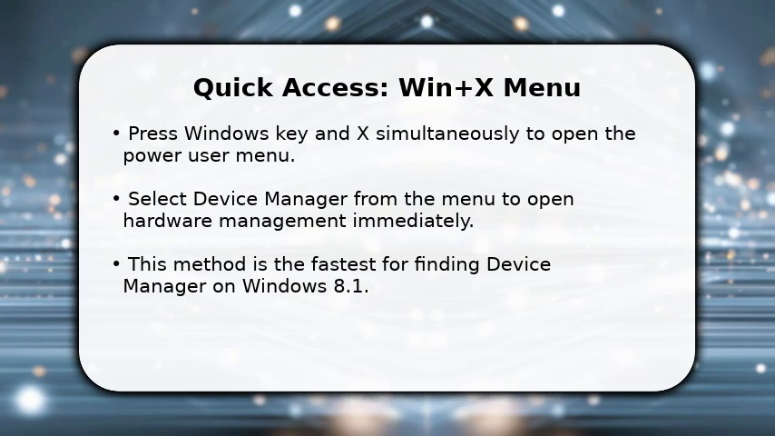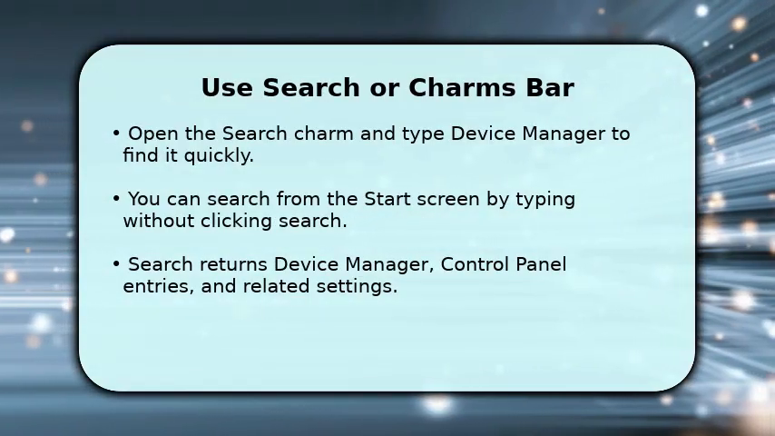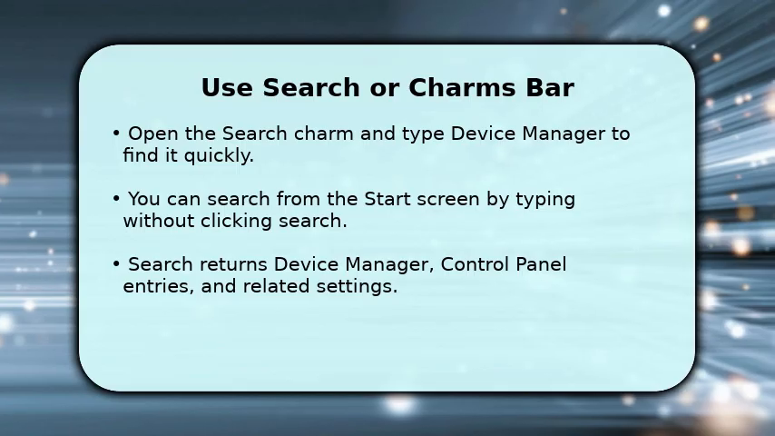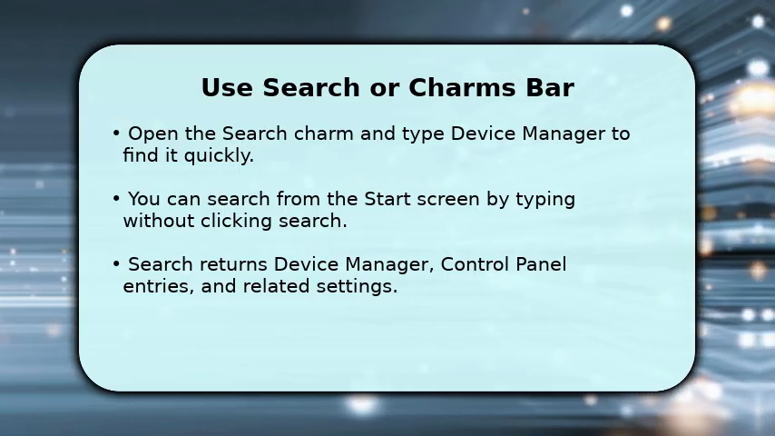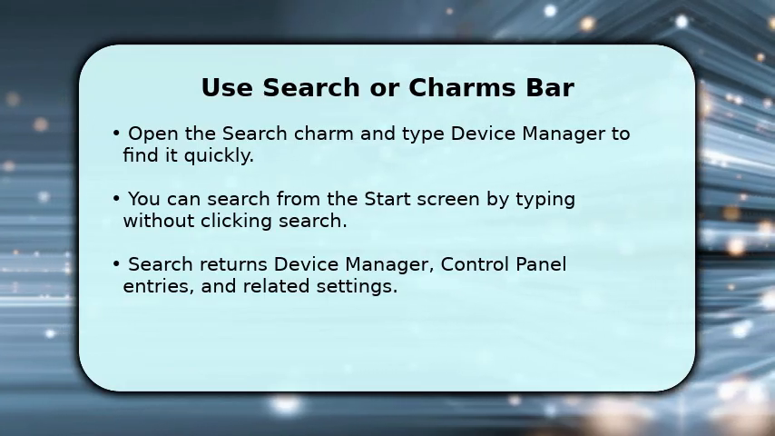Swipe in from the right edge or move your mouse to open the Charms bar. Tap or click Search and begin typing Device Manager immediately. Windows will show matching results as you type on the Start screen. Select Device Manager from the results to open it directly.